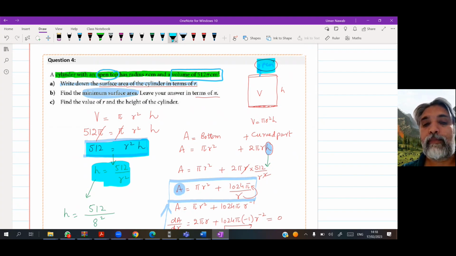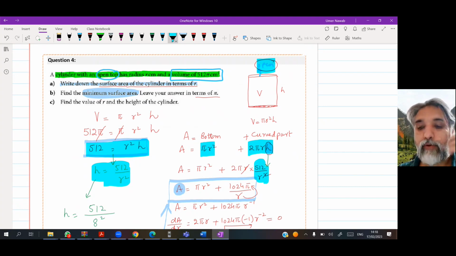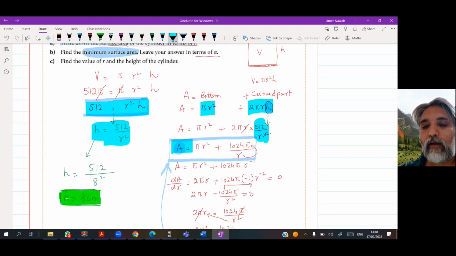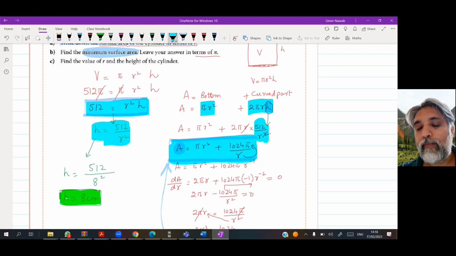It was not having the lid on the top. In such a case, when I take the surface area, I need to just include the bottom, which is in a circle form. So I wrote pi r squared, and then I have to take the curvy part, which is 2 pi r h, and then h was replaced by 512 over r squared, because in the first part he said find the surface area of the cylinder, open cylinder, in terms of r.